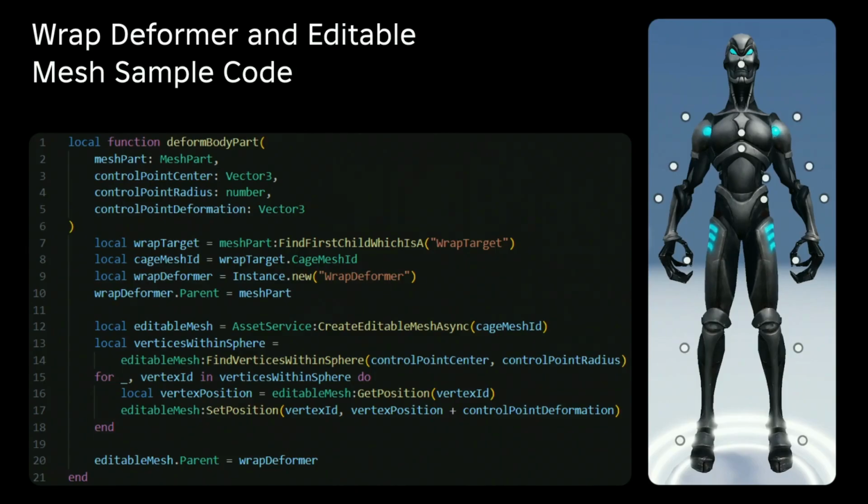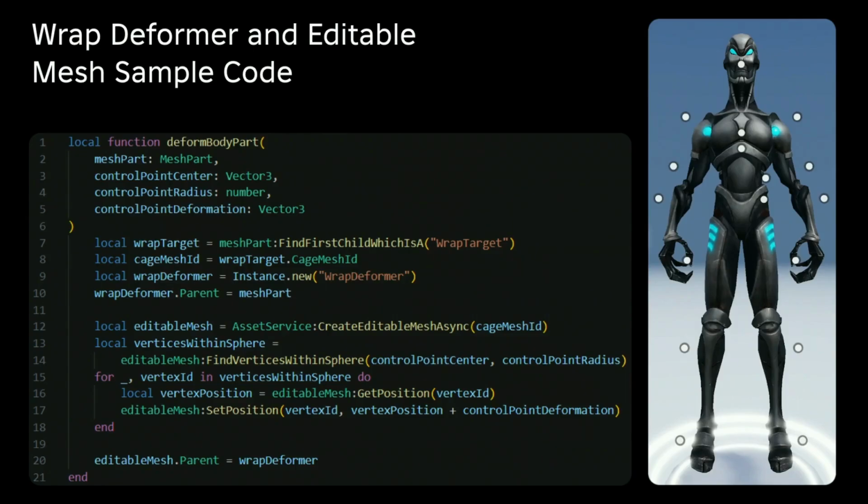Let's talk about the wrap deformer and editable mesh first. So what is a wrap deformer? Wrap deformer is a new instance that we are providing. This essentially simplifies editing of the underlying mesh associated with a body part. The way it works is that as developers, you would edit the cage that is associated with a certain body part. Based on the cage deformation, the underlying mesh would automatically adjust. So you won't need to worry about if the mesh and the cage are in sync. That gets handled under the hood automatically.